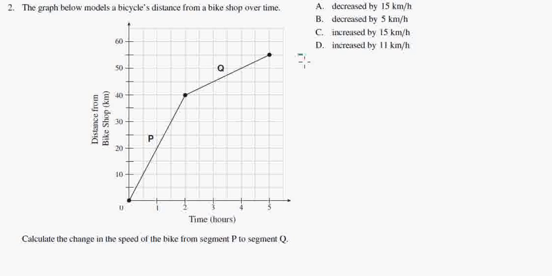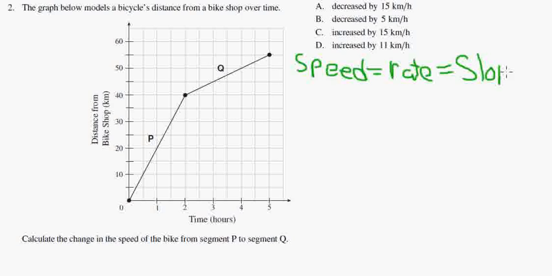Okay, a couple things to remember here. We learned in class that speed is just a rate, in this case a rate of change of distance given some time. We also learned that rate is the physical meaning of the slope of a graph. So this question is asking us to calculate the change of speed, which is equal to a rate, which is equal to a slope. So we want to calculate the change of slope in actuality.